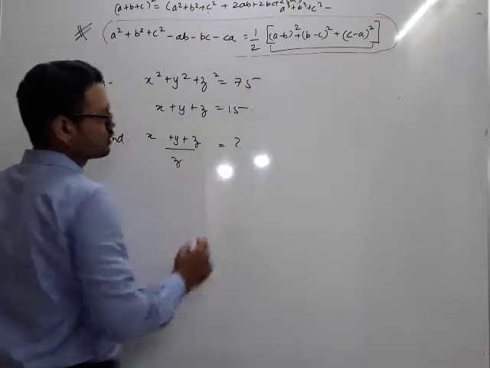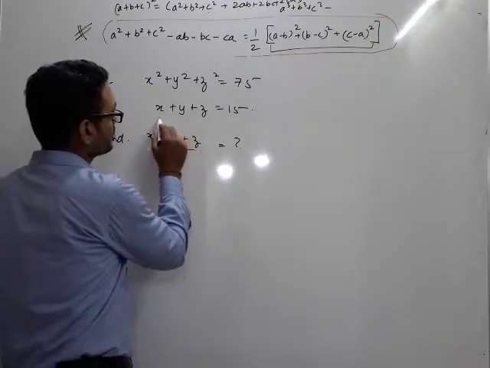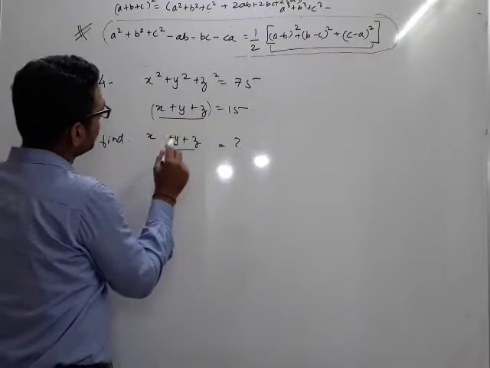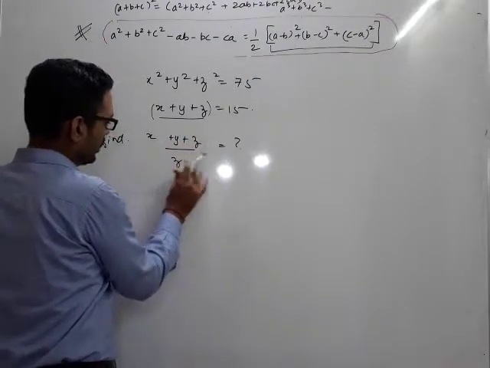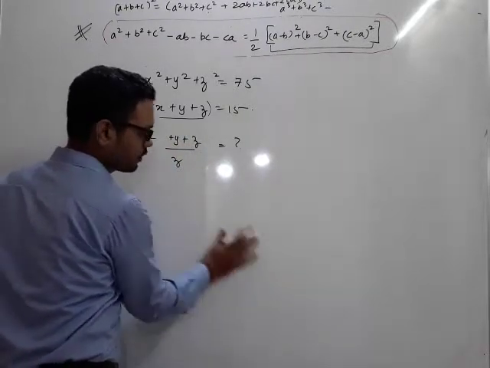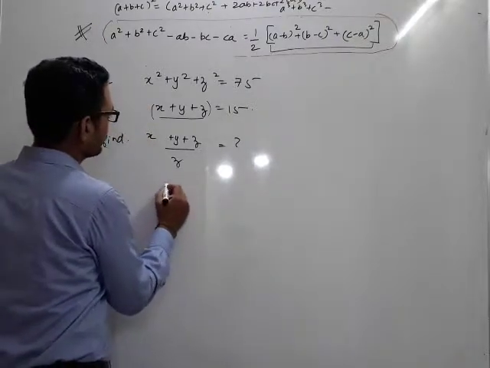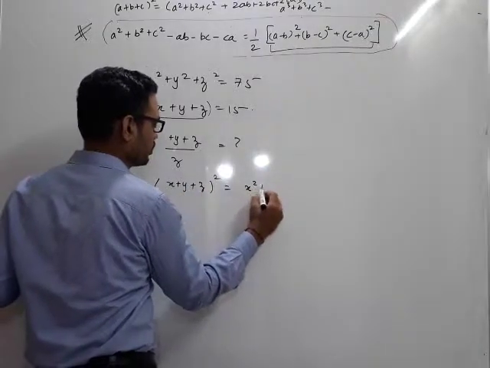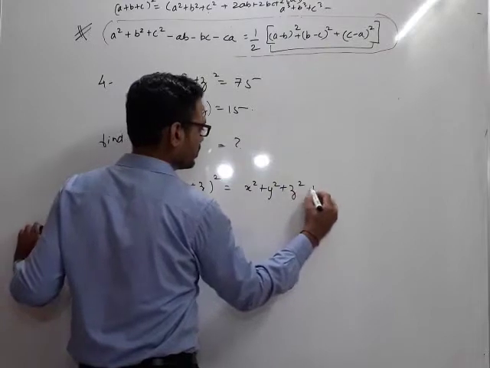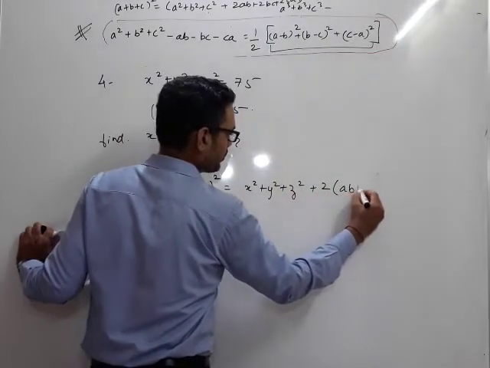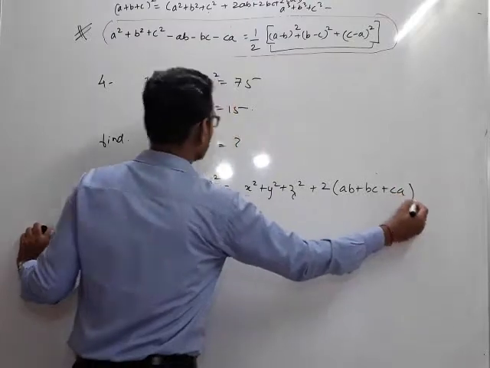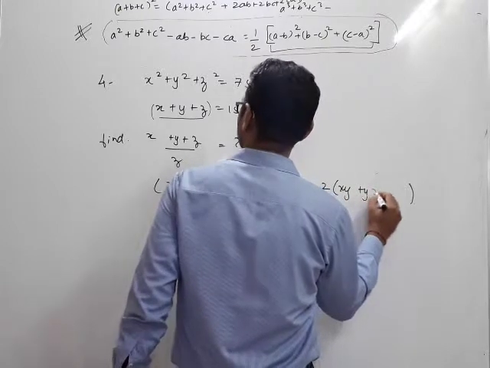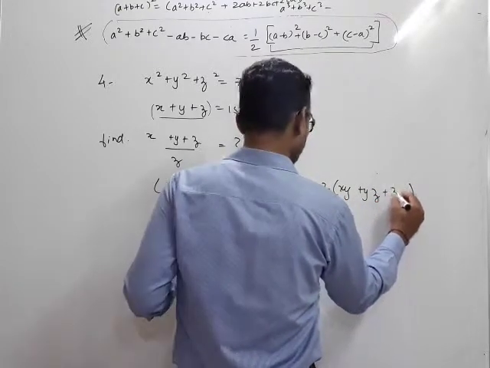So the moment you see any such question, you please remember, whenever x plus y plus z is given, okay, I'll directly solve this question and then you will understand what we have to infer from here. So x plus y plus z the whole square is x square plus y square plus z square plus twice of xy plus yz plus zx.